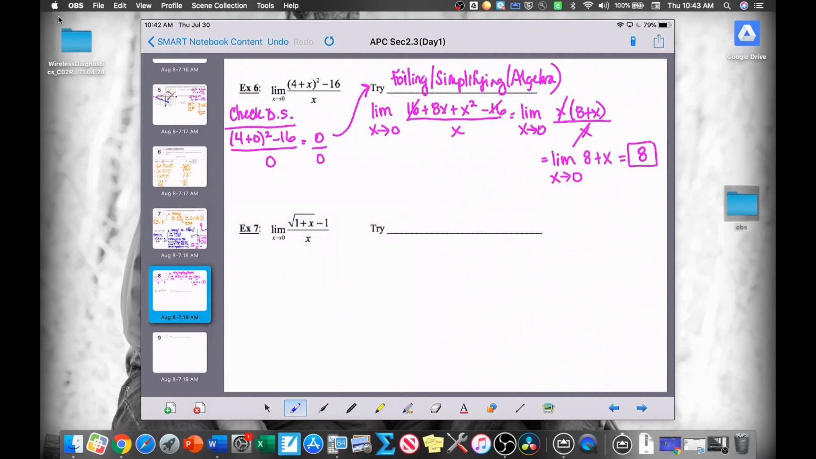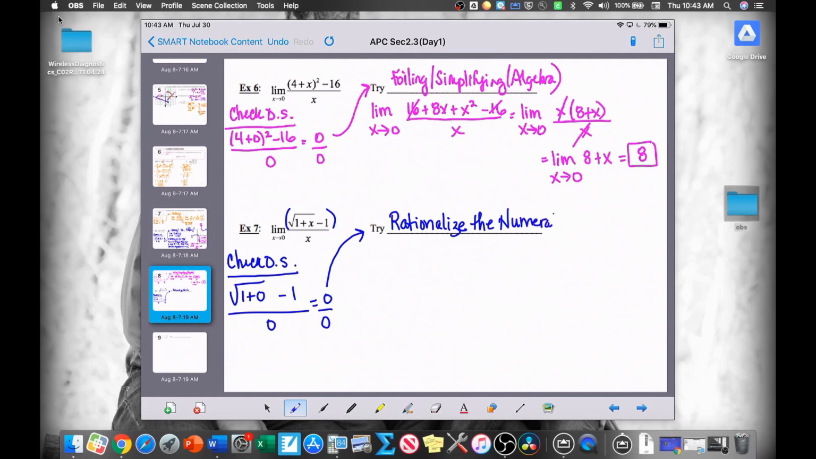In example 7, I'm going to begin again by checking direct substitution. So I plug in 0, and I get the square root of 1 plus 0 minus 1 over 0. In the numerator, 1 plus 0 is 1. The square root of 1 is 1, and 1 minus 1 is 0. So once again, I get 0 over 0. I know I need to do something. Based on this numerator, the square root of x plus 1 minus 1, based on that binomial in my numerator, I am going to try rationalizing. But since that square root is in my numerator, I am actually going to try rationalizing the numerator.